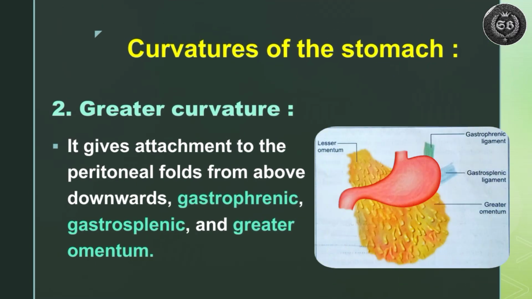Now greater curvature. It gives attachment to the peritoneal folds from above and downwards. Gastrophrenic, gastrosplenic and greater omentum. In this diagram, you can see the greater curvature gives attachment to these three structures.